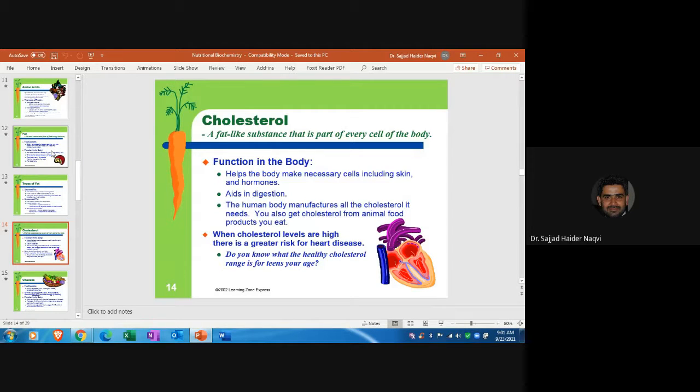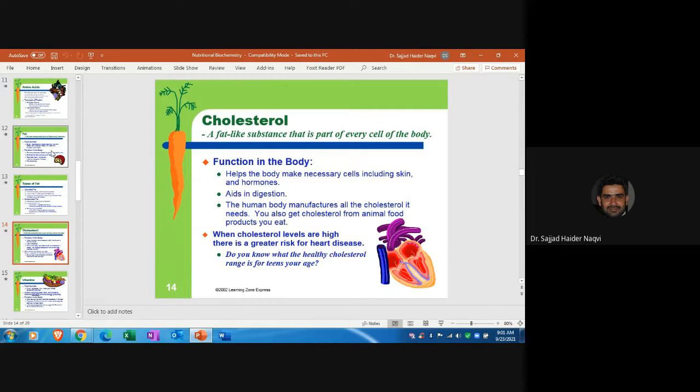Some of the functions are being listed again here. It helps the body make necessary cells, including skin and hormones. Helps in digestion when it comes to bile acid and bile salts. They are the derivative of cholesterol. The human body manufactures all the cholesterol it needs. You also get cholesterol from the animal food you eat as well.